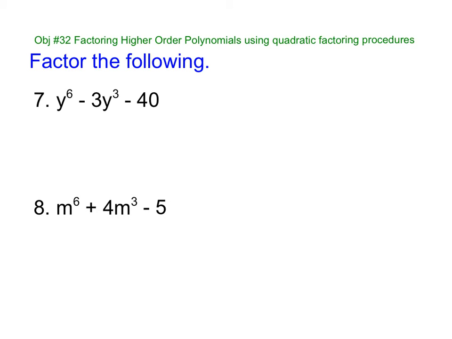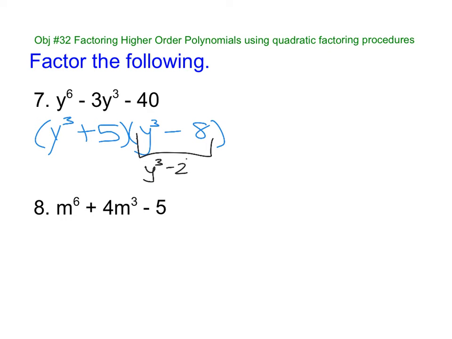So y to the 6th. We're going to have y cubed and y cubed. What multiplies to -40 and combines to -3? That is 8 and 5. The 8 is negative, the 5 is positive. But wait, there's more. This is not a difference of squares, but what is it? Y to the 3rd minus 8 is the difference of two perfect cubes. Y to the 3rd minus 2 to the 3rd.